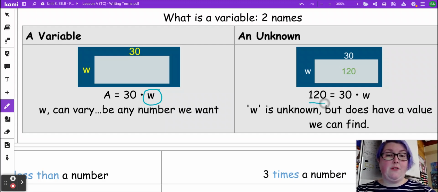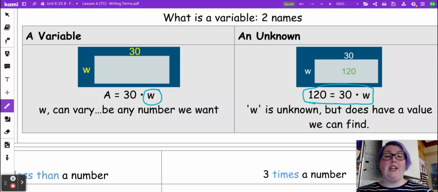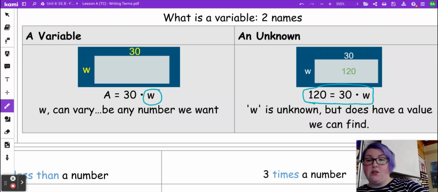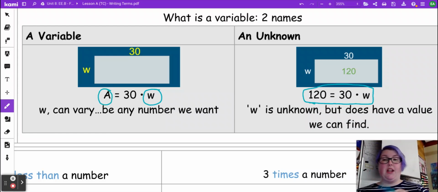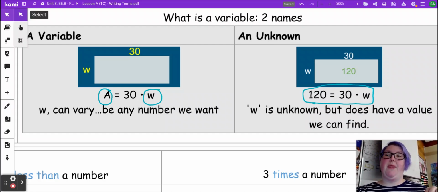However, when we have one variable in our equation, then it becomes an unknown because 120 equals 30W absolutely has one solution. There is nothing else that could be. It has a value and we can find it. Whereas two variables, if we don't know the area, it could be anything. So they're very similar and you might hear it used interchangeably, but that is the difference.